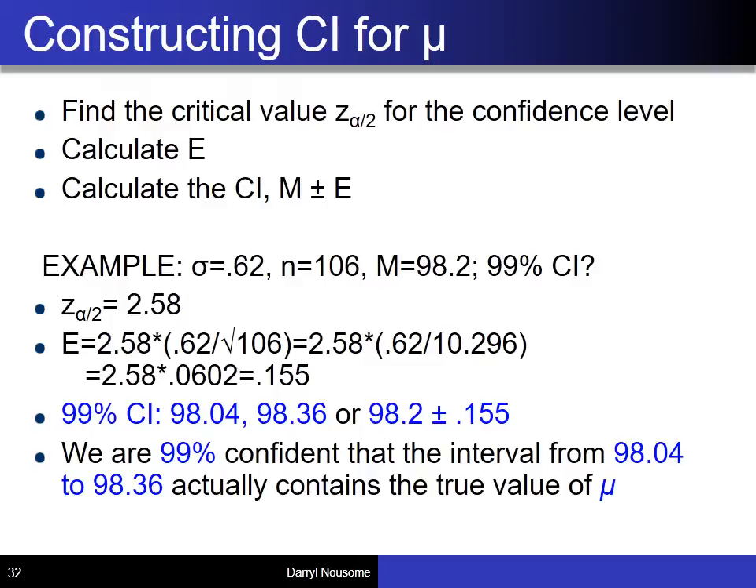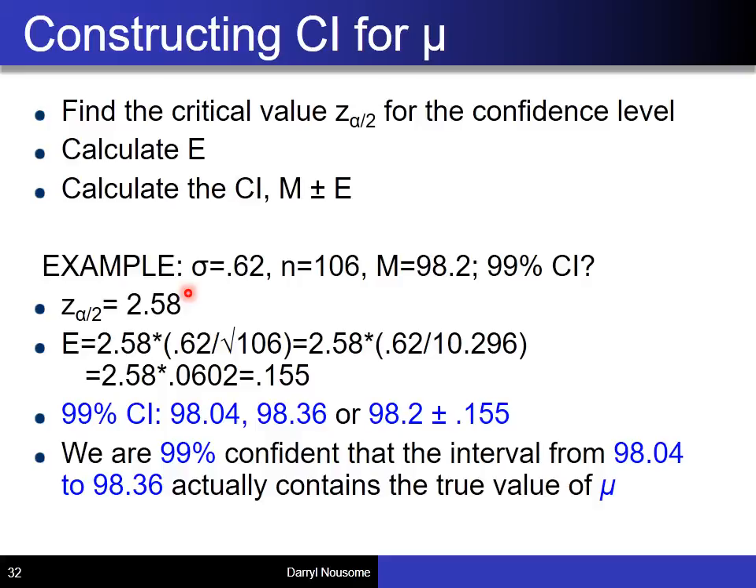Given a sigma of 0.62 with 106 participants, given our mean of 9.8 in our sample, what's the confidence interval at the 99% level? So we know that a z of alpha over 2 with our 99% level is given at the critical value of 2.58. So make sure you can find this value in your book and know for what level you'd like to calculate this at.